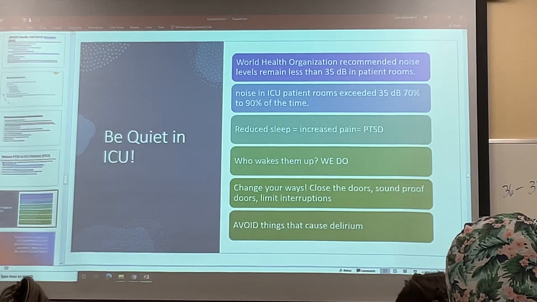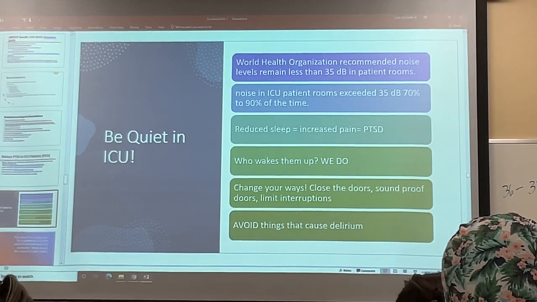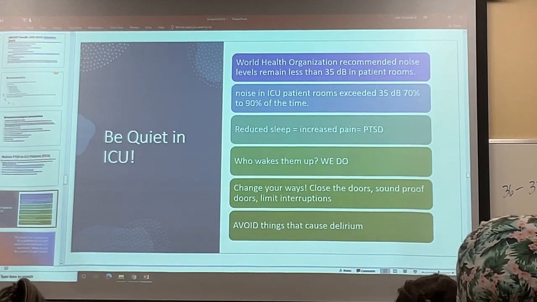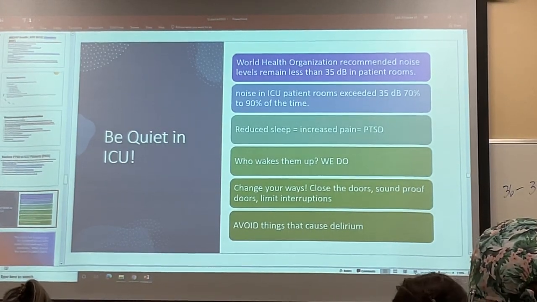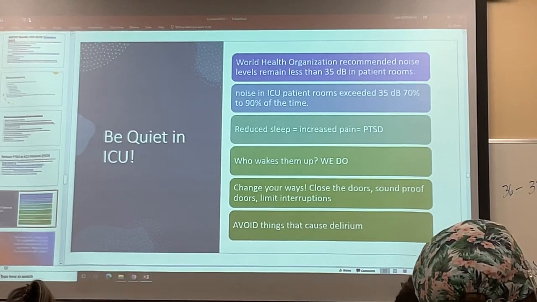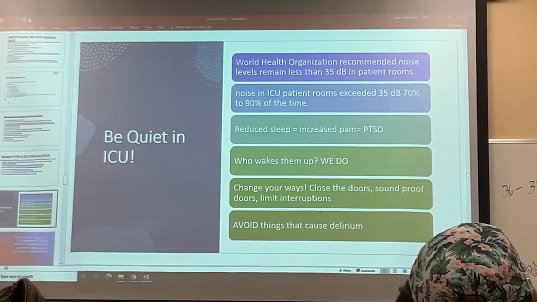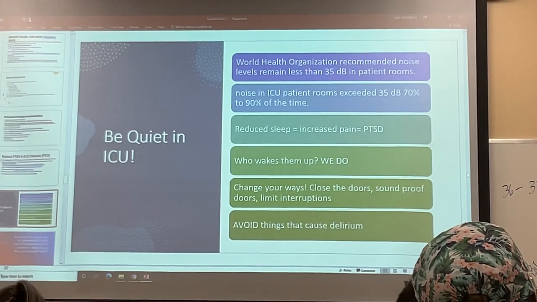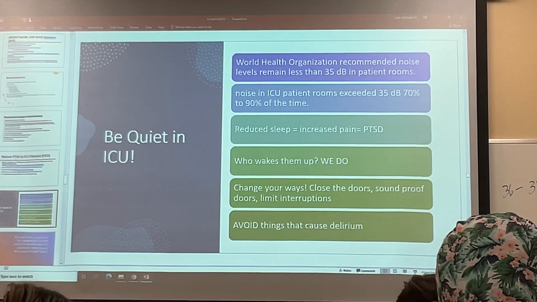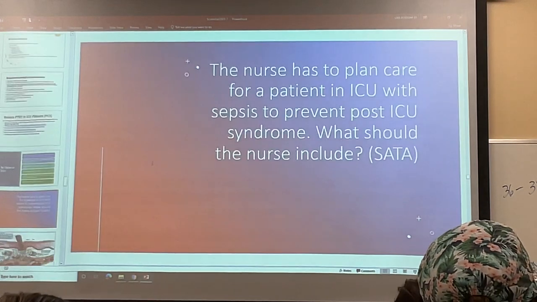And who wakes them up? The healthcare team. We do. So we need to change our ways, close the doors, make the room soundproof. Think about what we're doing. Think about caring for that patient like it's your mother or somebody that you love, and that will change your ways. You just have to think of patients as loved by somebody. We need to honor that and avoid the things that cause delirium.